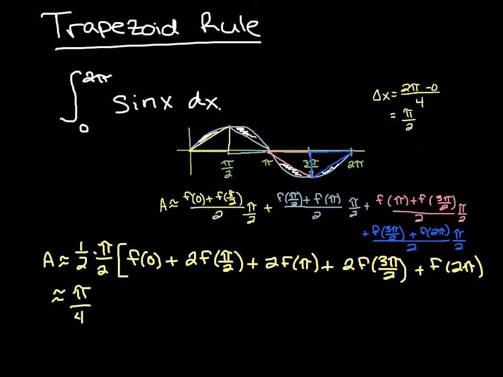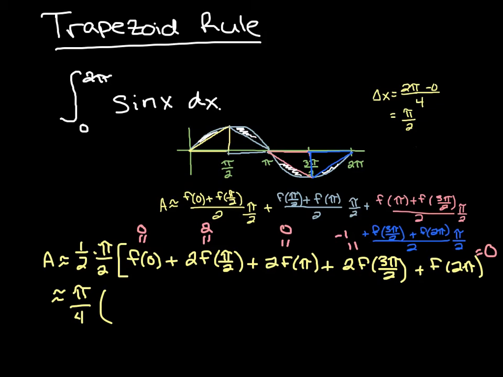Okay, now let's evaluate each one. F of 0, sine of 0 is going to equal 0. F of pi over 2, sine of pi over 2 is going to be 1. Then this is going to equal 2. F of pi is going to equal 0, so 2 times 0 is 0. This is going to equal -1. And this is going to equal 0. Okay.